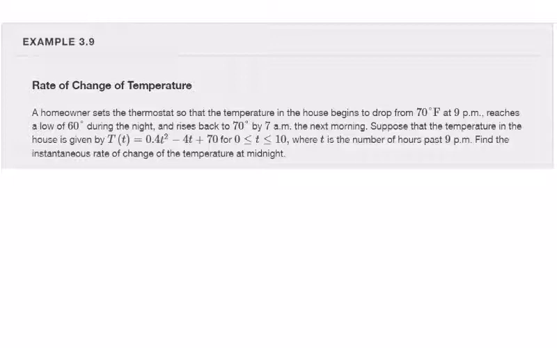So find the instantaneous rate of change of the temperature at midnight. At midnight, what would t be? If t is the number of hours past 9 p.m., how many hours past 9 p.m. is midnight? Well, midnight's at 12, and if we do 12 minus 9, that's 3. So t equals 3. We have capital T of little t, but we want to find capital T of 3.